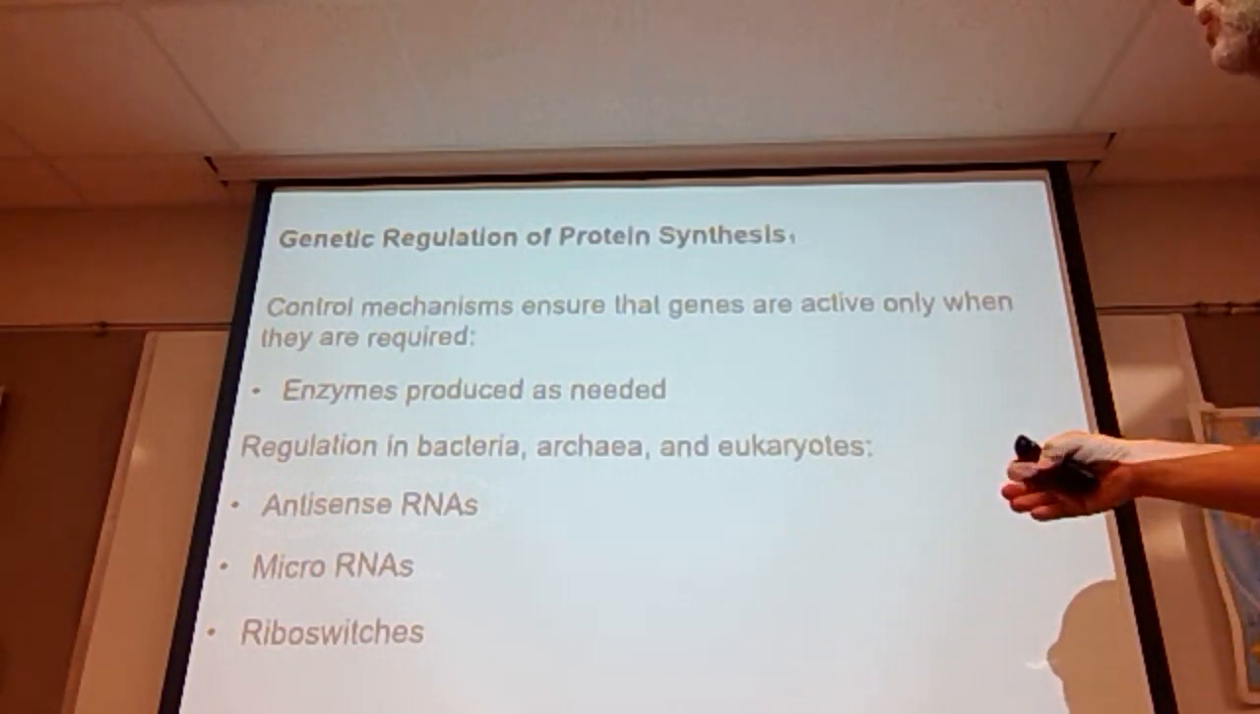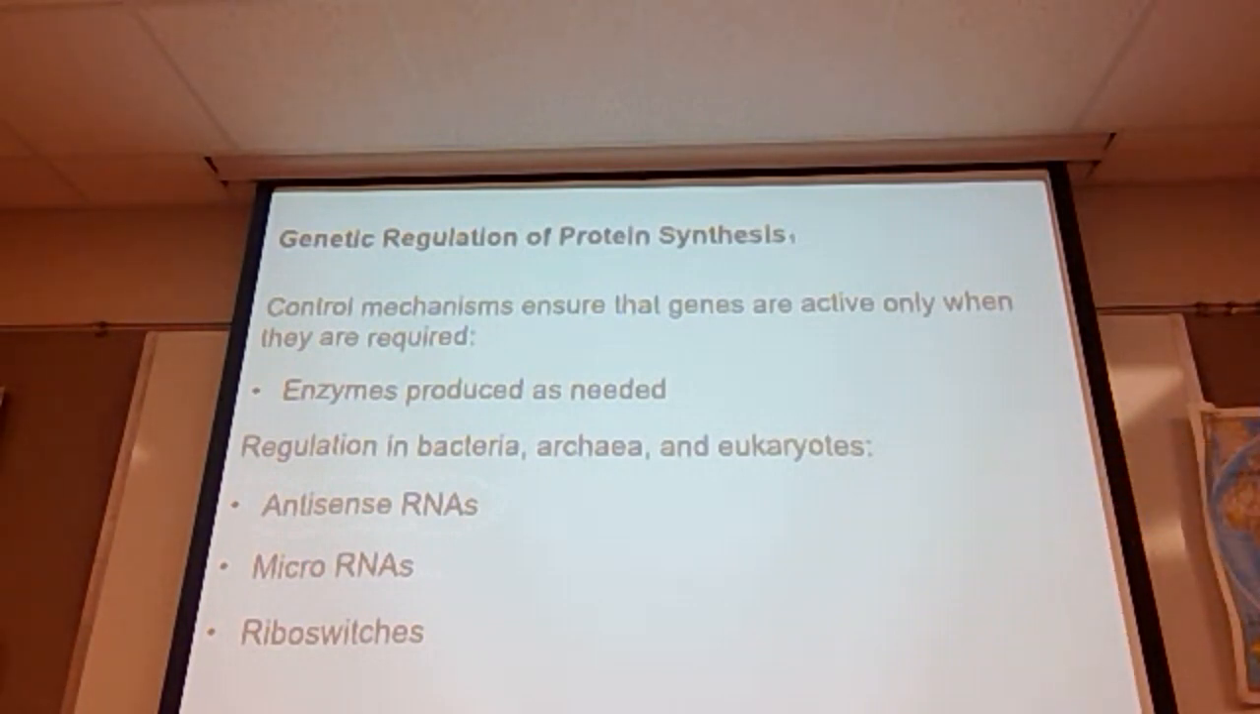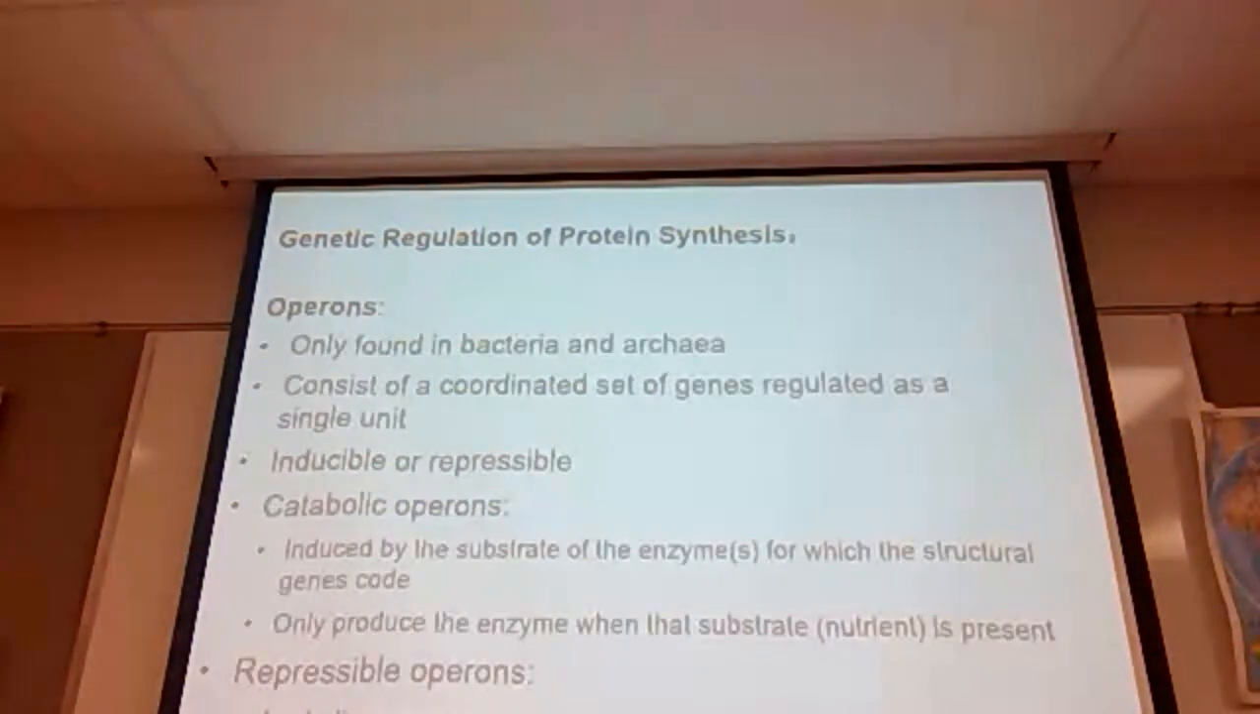MicroRNAs also play a role in the control and regulation of bacteria, as do riboswitches. Operons, again, which we'll talk about one specifically here in just a moment, are only found in bacteria and archaea. They consist of a coordinated set of genes regulated as a single unit, inducible and repressible. In other words, they can be stimulated to start and run quickly, or they can be stimulated to stop and not function at all.